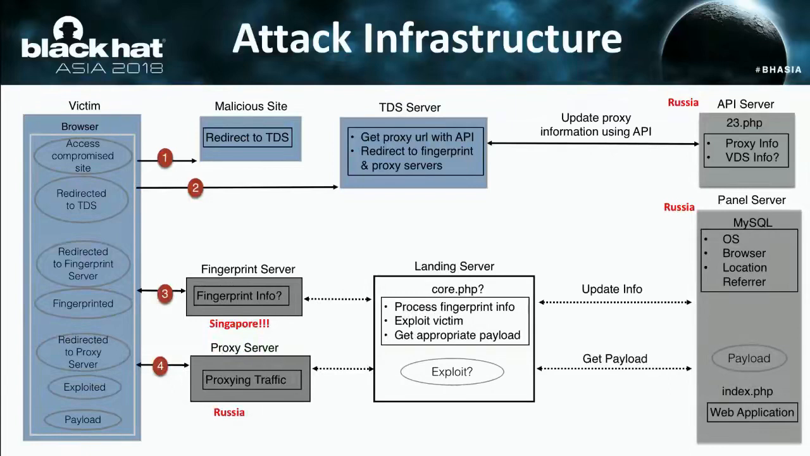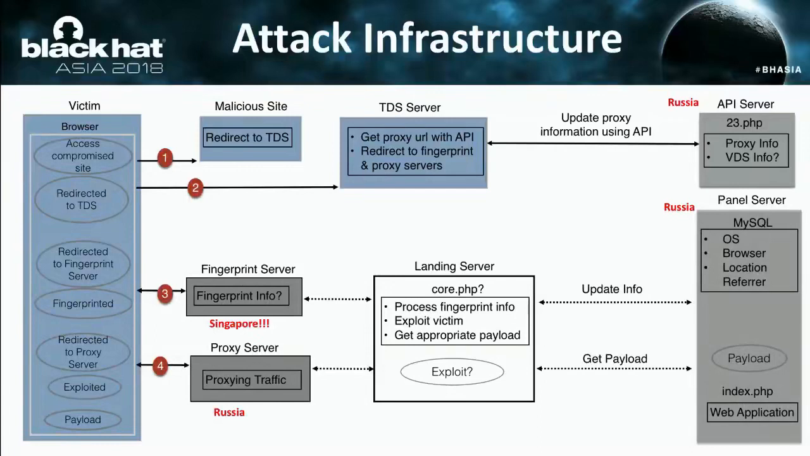And using this information, TDS redirects the victim to two servers. The first one is the fingerprint server. By the way, this server has a Singapore IP address. This server fingerprints the browser information and OS information of the victim. And then the victim is also redirected to the proxy server here. The proxy server is just proxying the traffic between the victim and the real landing server here.